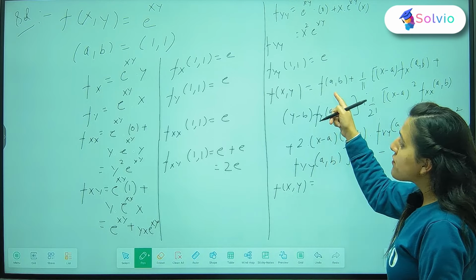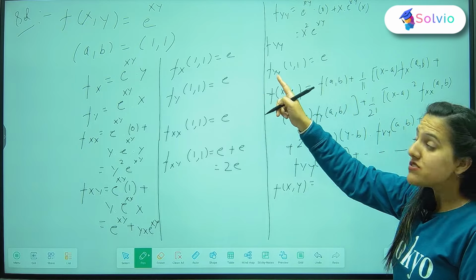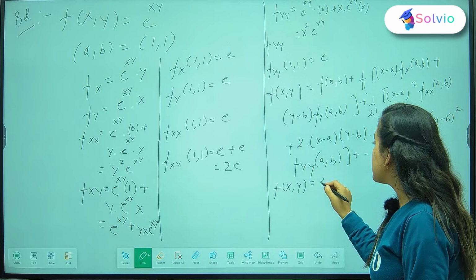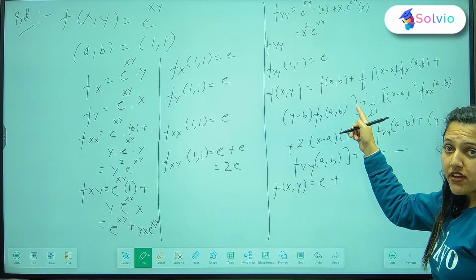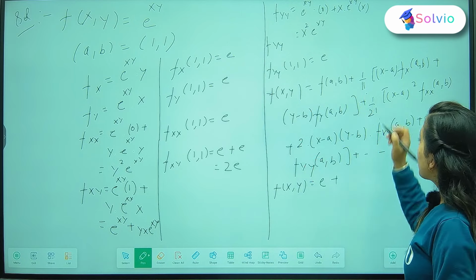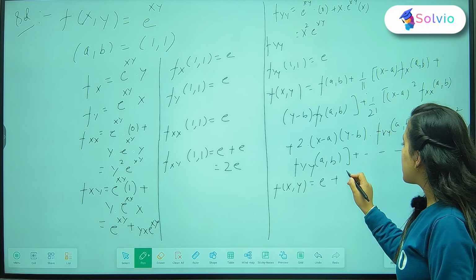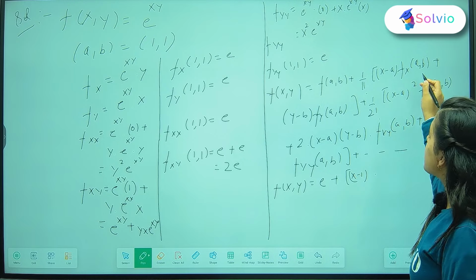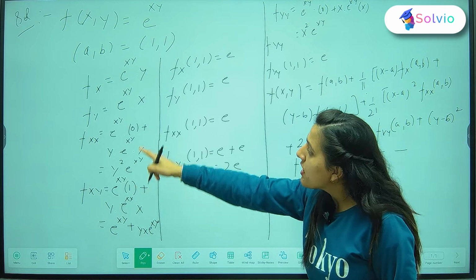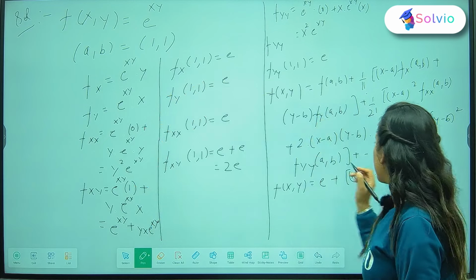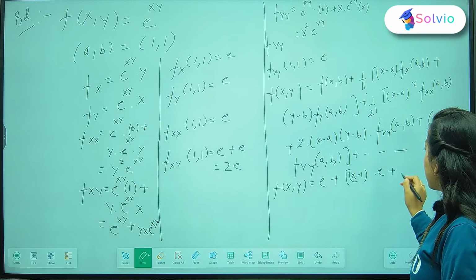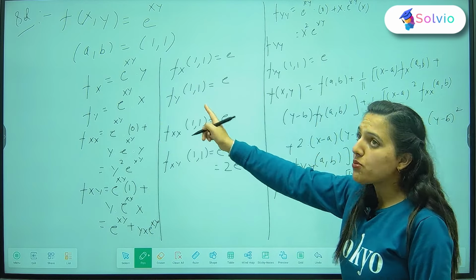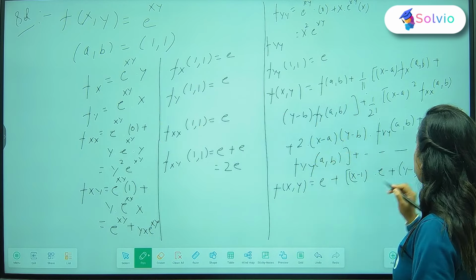Now after substituting the values, we will get f of x comma y equal to f of a comma b. Here a comma b is 1 comma 1. So f of 1 comma 1 will be e raised to power 1, that is e, plus 1 upon 1 factorial, that is equal to 1. Bracket starts, x minus a becomes x minus 1 multiplied by fx at 1 comma 1, which we have found is e, plus y minus b, b is also 1, into fy at 1 comma 1, that is again e, bracket close.